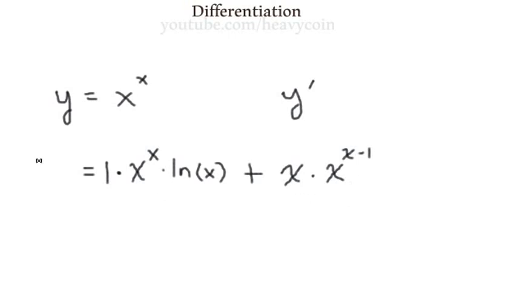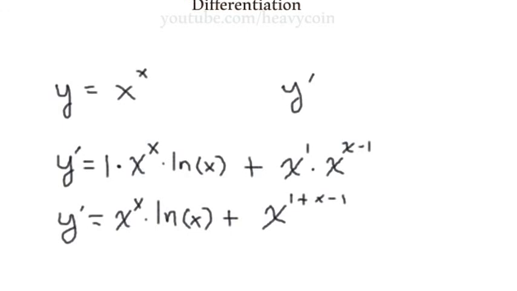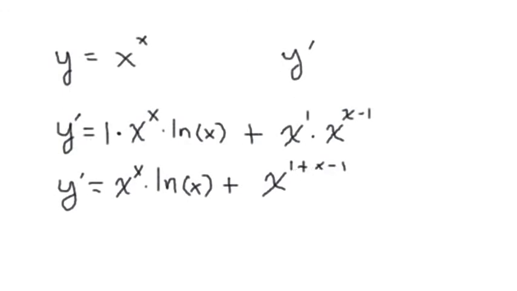Okay, well, we're done, except what we need to do now is simplify this down. Now pretend this here is a 1. We just don't write it, but there's a 1 here for the exponent. And since both of our bases are the same, we can add our exponents together. So we have x raised to the x times the natural log of x plus, now if I add my exponents, this becomes 1 plus x minus 1. We might have forgotten how to do that, so I better not skip that step.